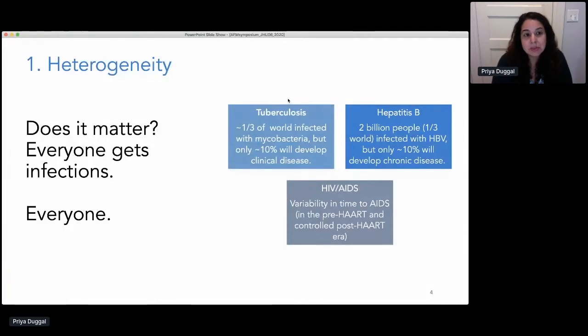And then similarly with HIV/AIDS, the average time from HIV to AIDS is about 10 years, but the range is 2 to 26 years. So what is that variability, that heterogeneity that's introduced with disease progression? And this is, of course, without treatment, but even with treatment in the post-HAART era, we see that heterogeneity exists.